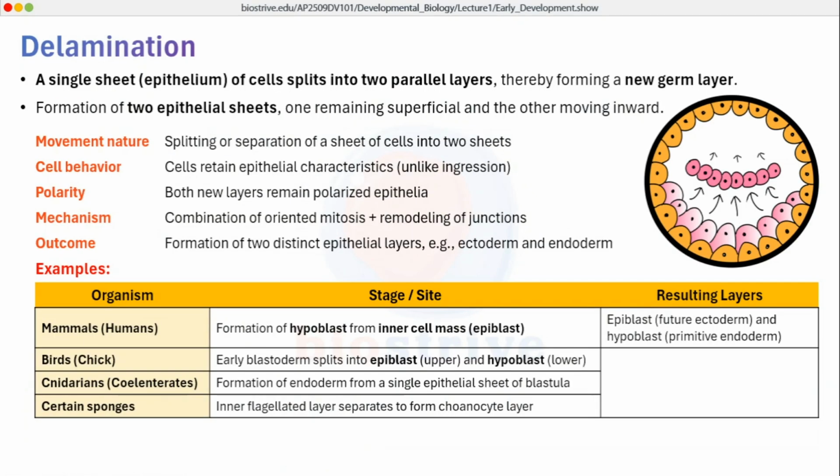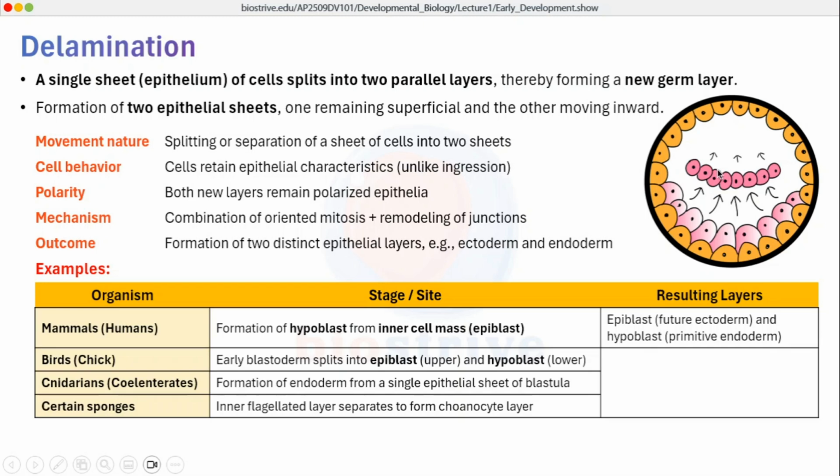Now let's come to delamination. Delamination is very similar to ingression, but the difference is that the cells do not separate. The entire sheet will start migrating inwards. So an entire epithelial sheet will split up and start migrating like a parallel layer. This is what we call delamination. So there is formation of two epithelial sheets, one remains superficial and the other starts moving inwards. For example, this layer stays and this layer separates and starts moving internally.